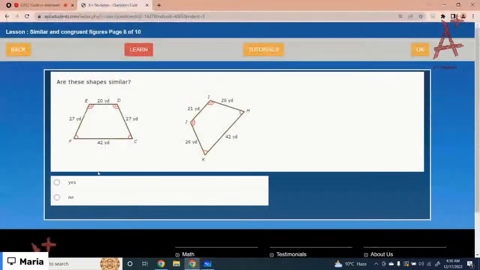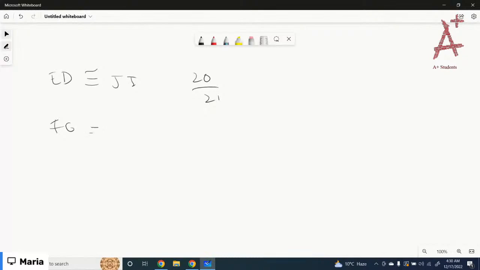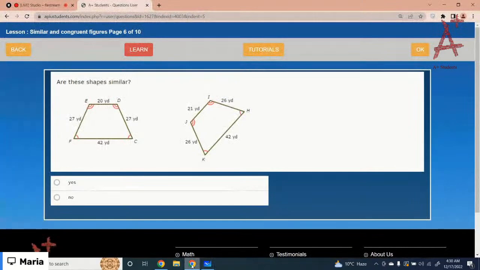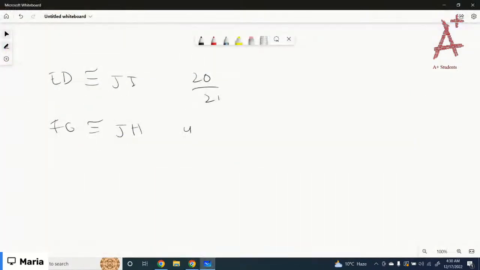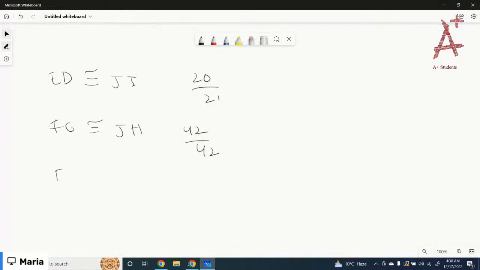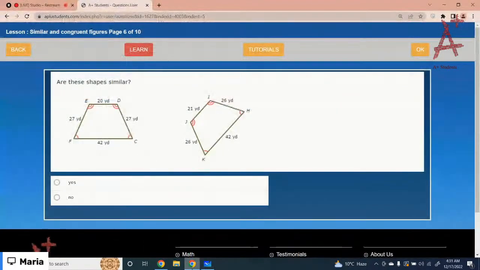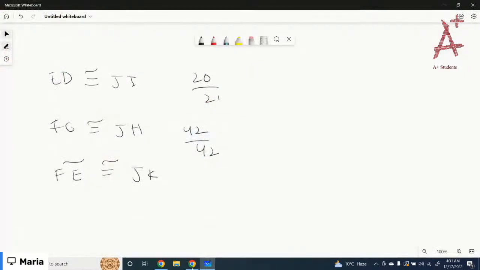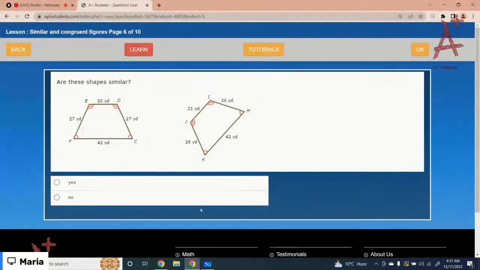Then FC is corresponding to JH, and FC has the length 42 and 42. Yeah, I think the answer is yes. Okay, FE and JK are corresponding, and they have the lengths 27/26.